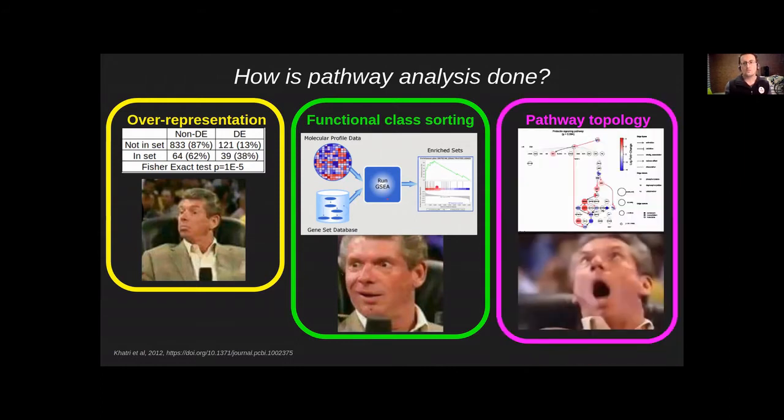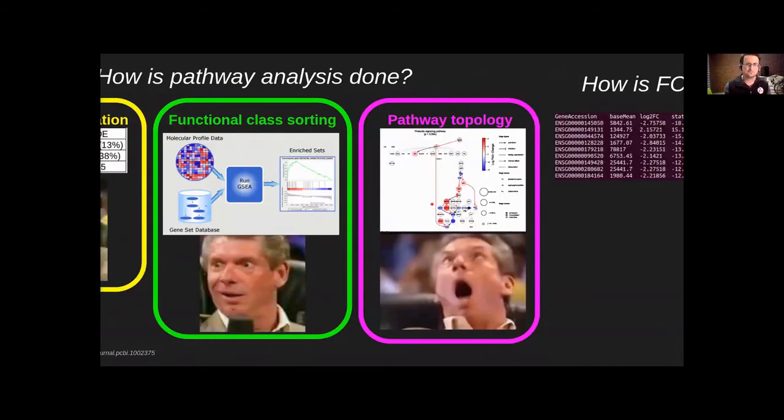The third branch is pathway topology, which uses most of the concepts from functional class sorting, but uses extra information about the shape of these networks, in particular the importance of the nodes and the direction of these interactions. So this is theoretically where future development should be put into, but we're really lacking the comprehensiveness of the databases to do this in an effective way. Most of the methods being developed are still done around functional class sorting, and that's what I'm going to talk about today.